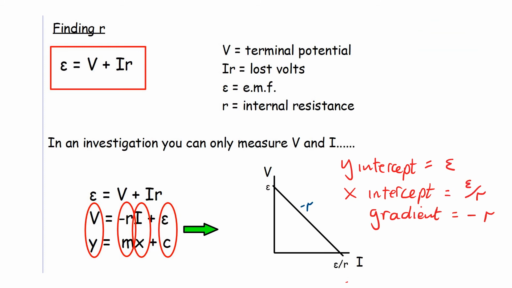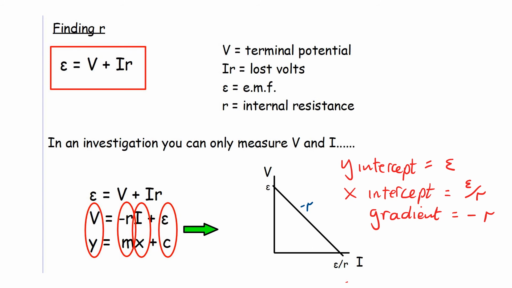So we find that the y-intercept is equal to epsilon, because that's our plus c here in the equation. The x-intercept is going to be equal to epsilon divided by r. So this is when v goes to 0. If v goes to 0 in this equation, then epsilon is equal to I times r. So I is equal to epsilon divided by r.